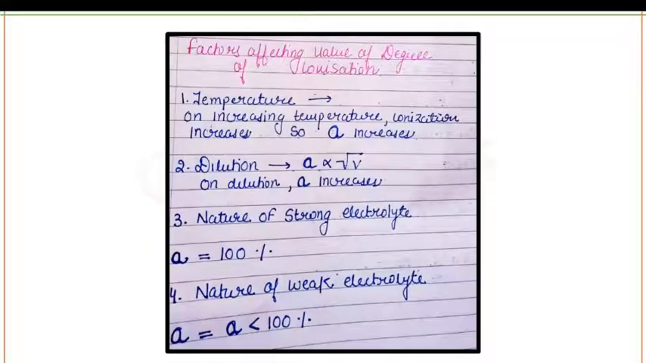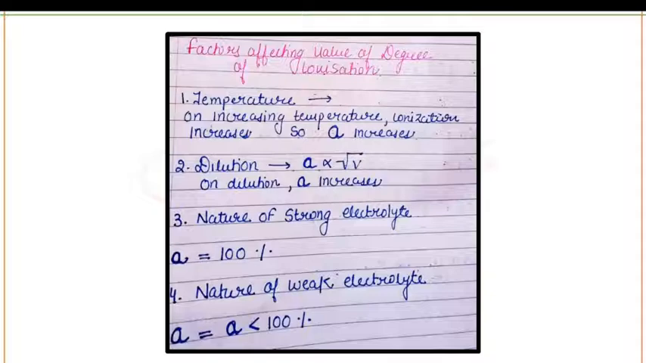Next, we have the factors affecting the value of degree of ionization. Number one factor is temperature. When you increase the temperature, the ionization of a particular solution also increases, which means alpha increases. Second, we have dilution. Alpha is directly proportional to the square root of V, which means on dilution the value of alpha also increases.